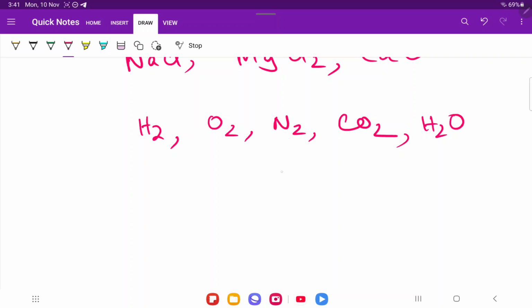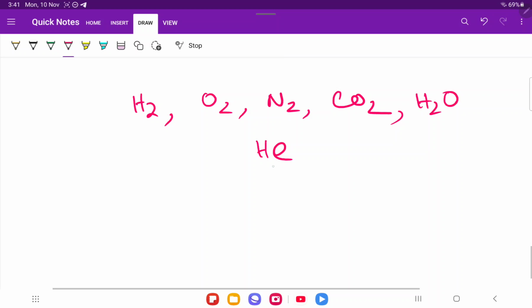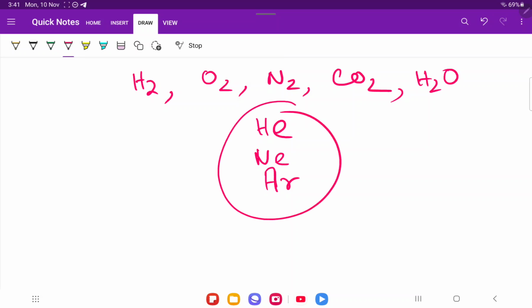Recapitulating, the noble gases are helium, neon, argon, xenon, radon, krypton. These three are important here. Helium has 2 electrons. Neon has a total of 10 electrons: 2 in the first orbital and 8 in the next, so the configuration is 2 8. In the case of argon, it is 2 8 8.